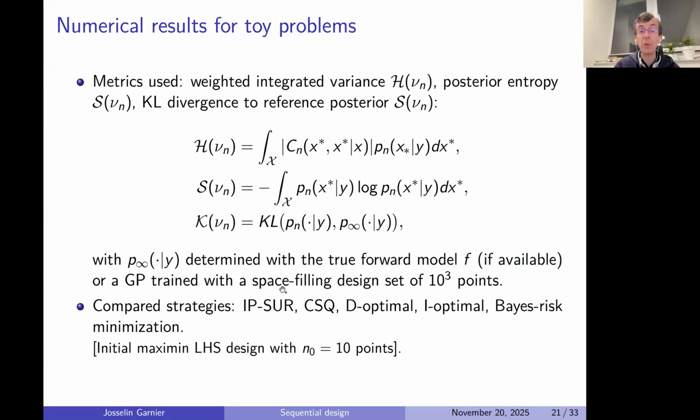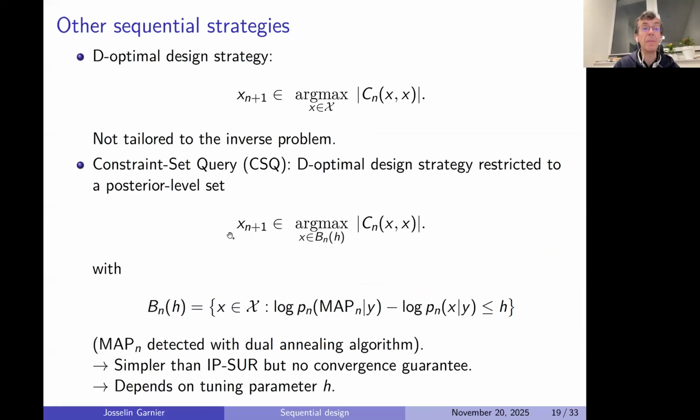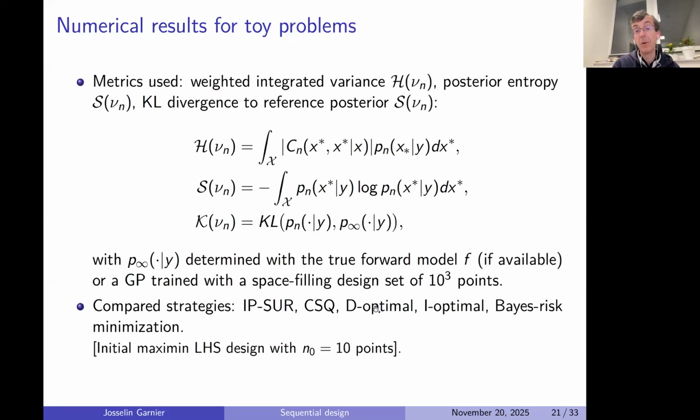And so, as I said, you can compare our strategy, the one that you have introduced, CSQ, which is this D-optimal but restricted to a more focused region, the standard D-optimal, the standard I-optimal, and the Bayes-risk minimization. Just to let you know, in all examples, the initial design set is very small, only 10 points. And then I use the sequential design strategy.